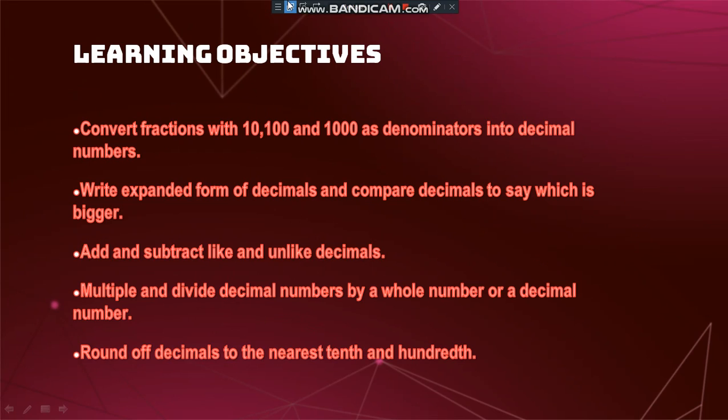Before we start with the decimals, let's see what the learning objectives are. In this chapter, we are going to learn how to convert fractions with denominators 10, 100 and 1000 into a decimal number. Then we'll be learning the expanded form of decimal numbers and comparing decimals, addition and subtraction of like and unlike decimals, and multiplication and division of a decimal number with a whole number or with a decimal number. And also we'll be learning how to round off decimals to the nearest tenth and hundredth.